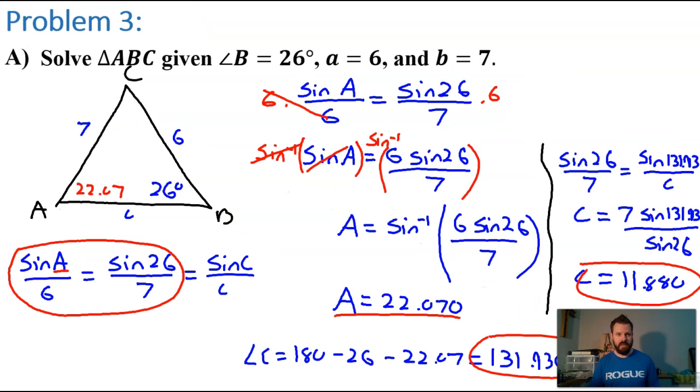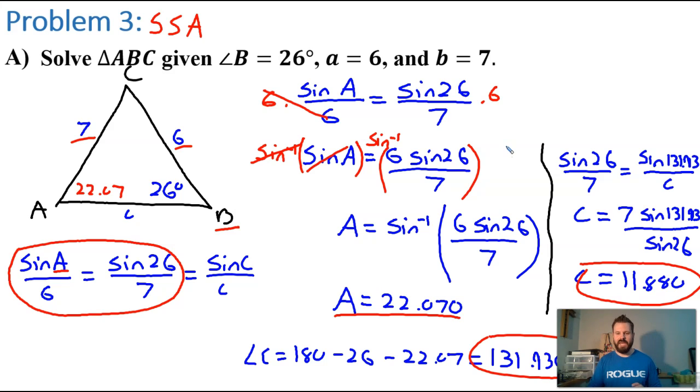Okay, let's talk about problem 3. Notice I didn't label it up here. Let's take a look at what we gave you. We gave you an angle and a side and a side. So we gave you angle B, side A, and side B. Let's say we gave you side side angle.